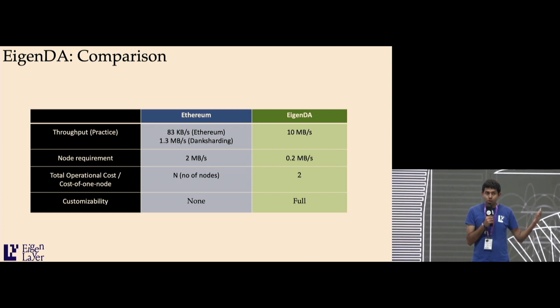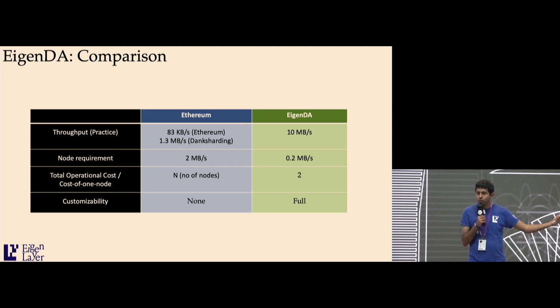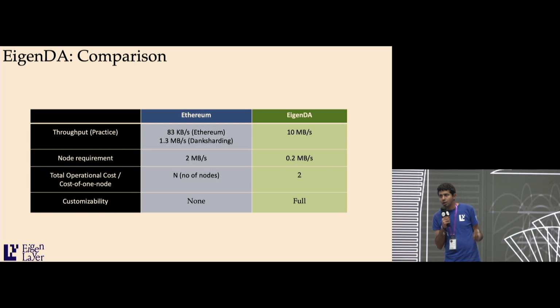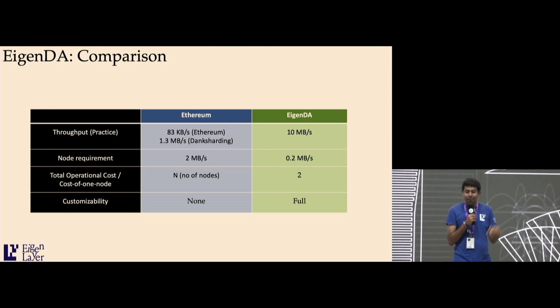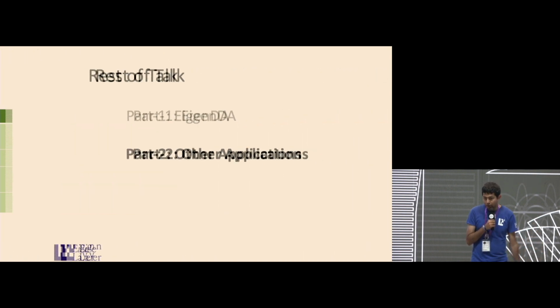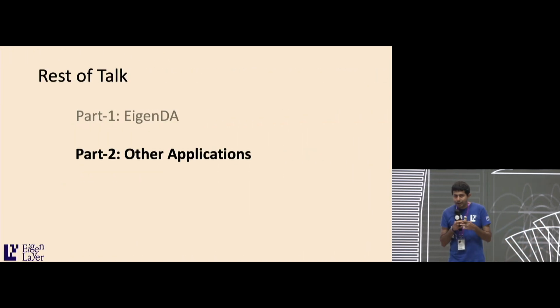We are doing this not by adopting the Solana roadmap of actually having each node download and store a lot. We're actually achieving this high throughput without each node requiring a high node bandwidth requirement. So you have very low node requirement, but very high throughput, and a lot of customizability.